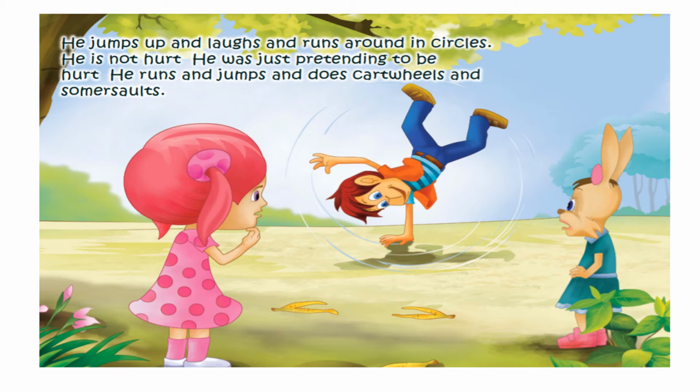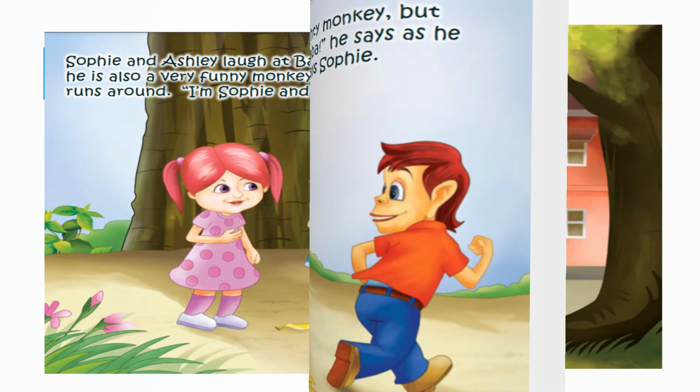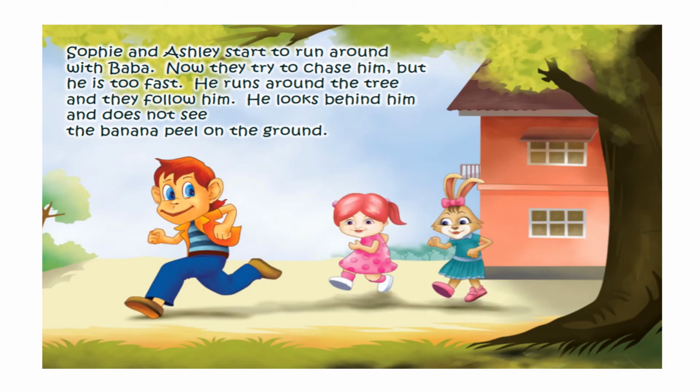He runs and jumps and does cartwheels and somersaults. Sophie and Ashley laugh at Baba. He is a naughty monkey, but he is also a very funny monkey. "My name is Baba," he says as he runs around. "I'm Sophie, and this is Ashley," says Sophie. Sophie and Ashley start to run around with Baba.